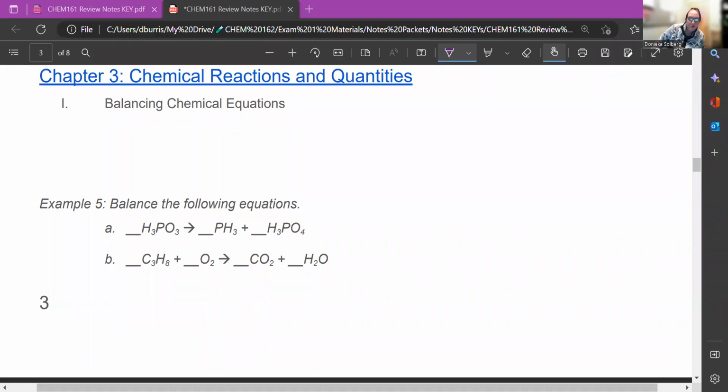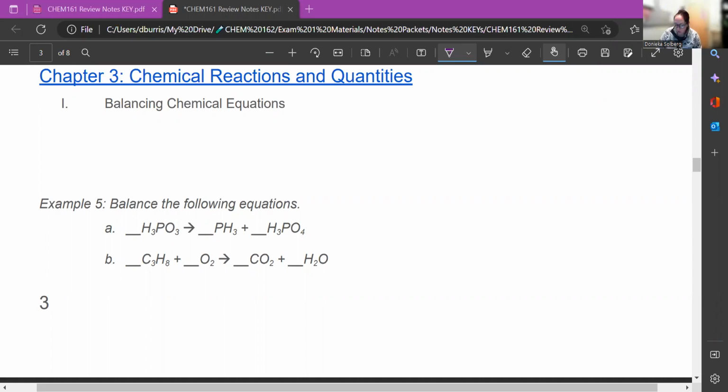All right, we're going to talk about chemical reactions and quantities, which is just another word for stoichiometry. First of all, balancing equations. Remember that you have to have the same number of each type of atom on the left and the right. And the only way to do that is to actually change the coefficients.